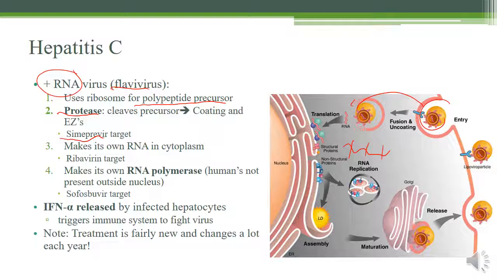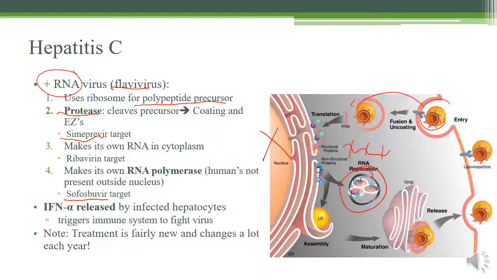Another thing that you need to know is that it makes its own RNA in the cytoplasm. That's because most RNA viruses, unless it's a reverse transcriptase, will replicate within the cytoplasm. They don't really get into the nucleus like the herpes viruses do. So what that means is that they don't really have access to our RNA polymerase. So they have to use their own over here to replicate their RNA. And that just means that because they use their own, it's a little bit different. We can use a drug to inhibit theirs without necessarily inhibiting ours too much.